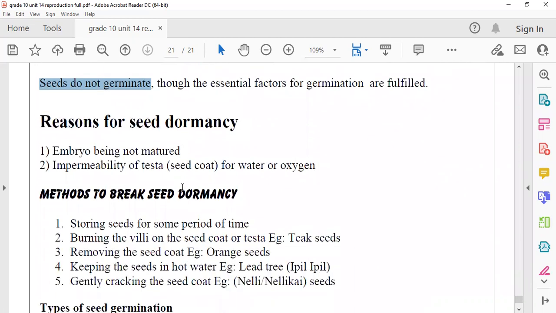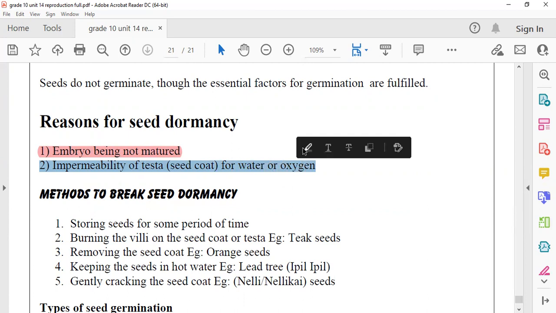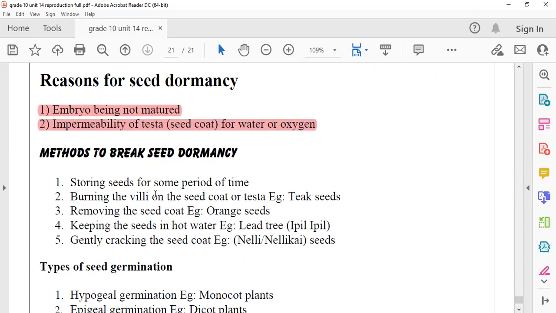There can be several reasons for seed dormancy. Two reasons are mentioned to you. One reason, the embryo is not yet mature, not yet ready to germinate. Second one, the seed coat is hard. Due to that, water and oxygen cannot enter inside. There are many other reasons, but we don't need to go deeper, as it is outside the syllabus.